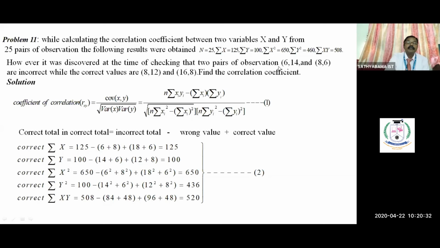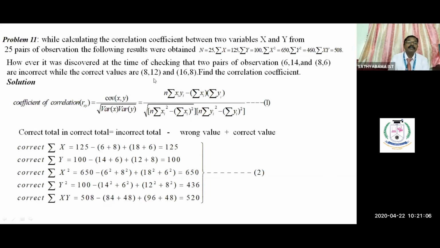We made some error. The observation 6, 14 and 8, 12 has been replaced, misprinted by this value. That means we have found that this value has been mistakenly typed. Okay, so we have to find the result after making the correction. We don't have xi and yi for the complete data. So how to carry out the error correction and make the correct calculation for this problem?